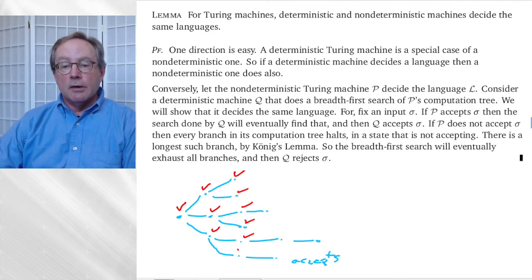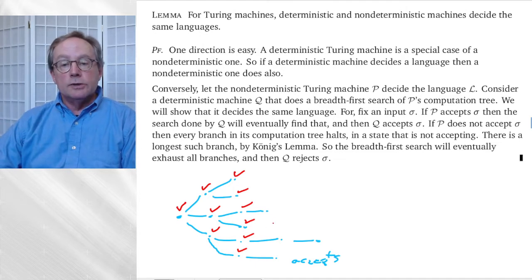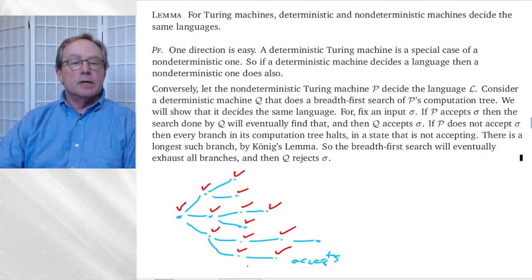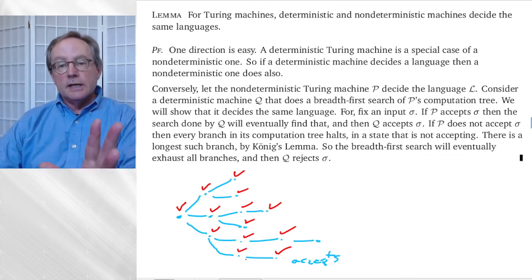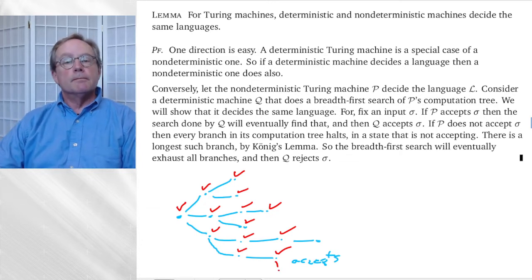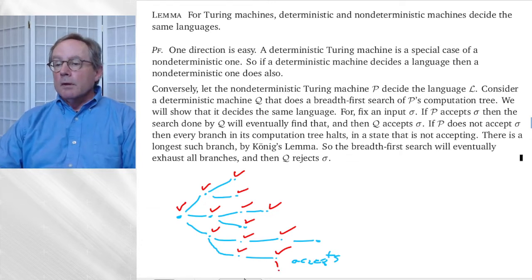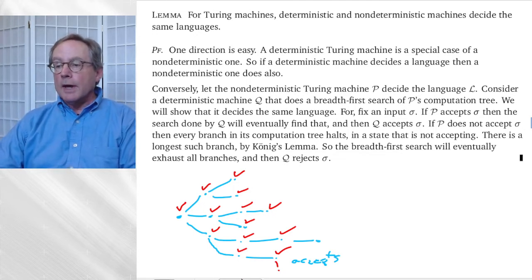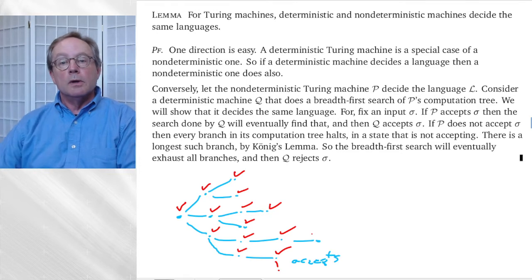So you see what's happening here. The machine is checking off every one of these nodes, and it's going to keep saying waiting, waiting, waiting until it works through the whole tree, or it finds an accepting state at the end of a branch, and it says ding, ding, ding. Q says that P accepted the input string. Okay, so the breadth first search eventually exhausted all the branches, so Q accepted sigma here. If, on the other hand, the breadth first search exhausted all the branches and didn't find any accepting, then Q would reject.